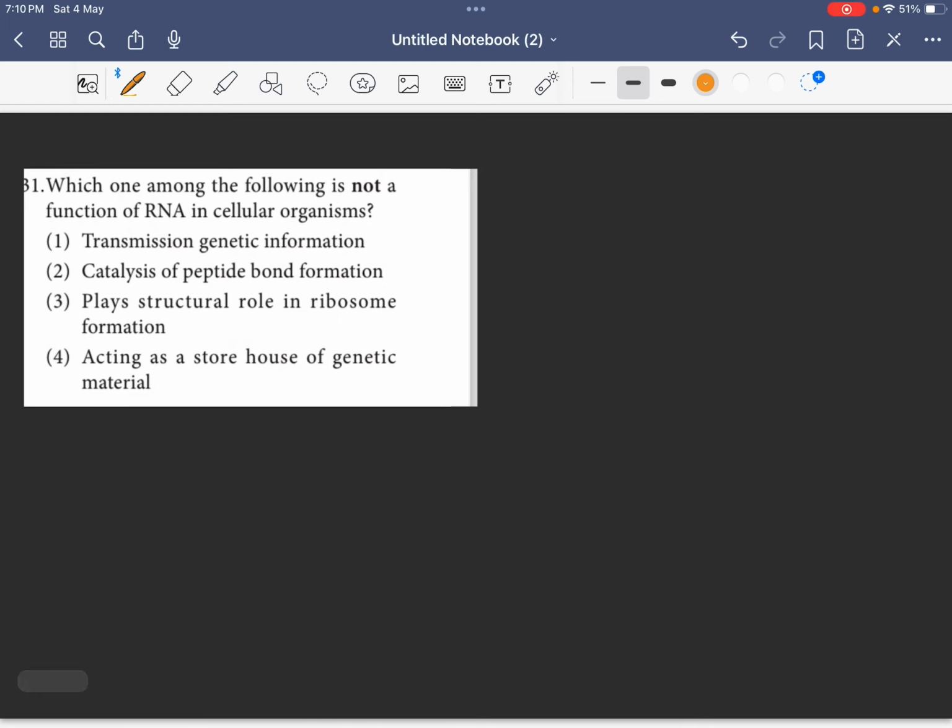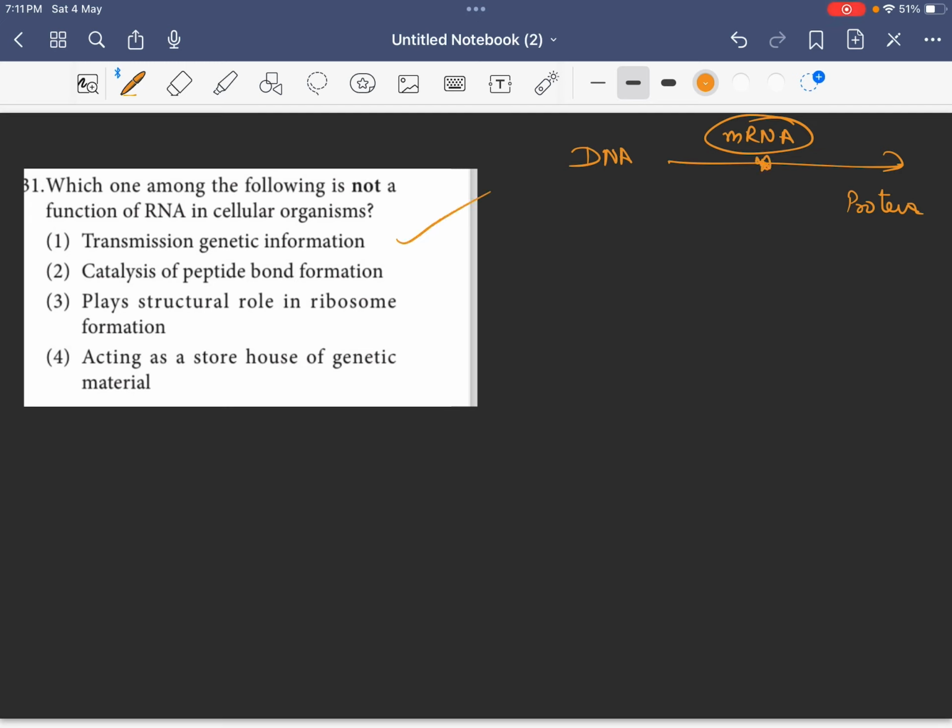Which among the following is not the function of RNA in cellular? Transmission of genetic information. Yes, if you want your DNA to be turned into functional protein, you need an intermediate molecule, that is your mRNA, right? Intermediate is needed.